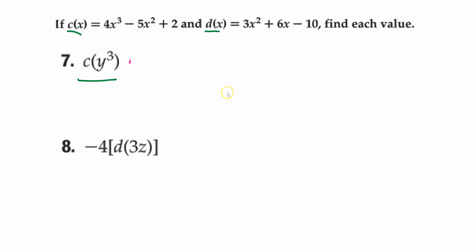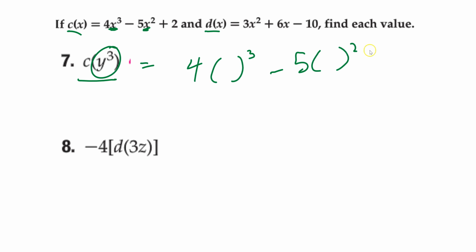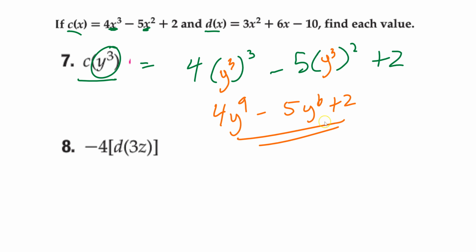Same goes down here, right? In my parentheses here is y cubed. So wherever I have little x, I'm going to plug in y cubed. Because c is just this. c is 4 times something cubed, minus 5 times something squared, plus 2. That's all c is. And whatever is inside the parentheses says plug that in for the x. That's all it is. So in this case, I'm plugging in y cubed, y cubed. Remember, power to power we multiply, so 4y^9 minus 5y^6 plus 2. And that's the answer to that.